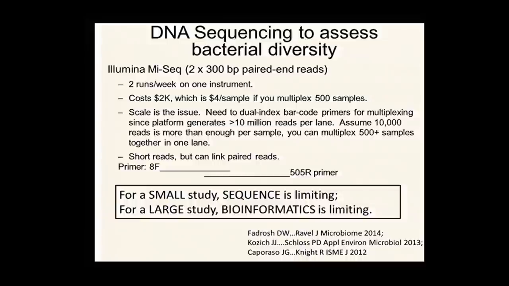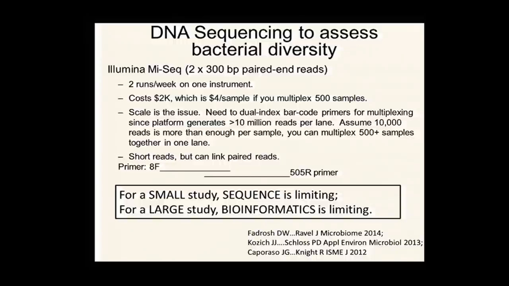You're going to get 300 base pairs in this direction, 300 base pairs in this direction. In fact, you'll really only get 250 because you have to remember that you're going to be sequencing through the primers. But you get 50 base pairs of overlap, and you get almost a 500 base pair region.